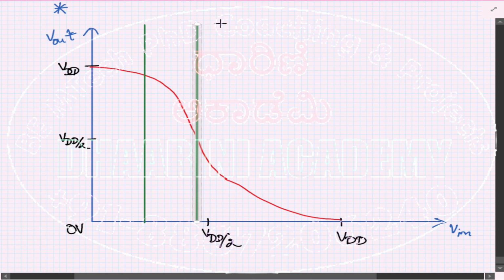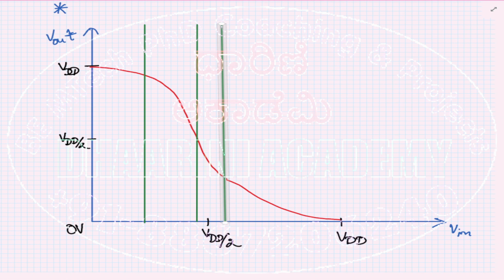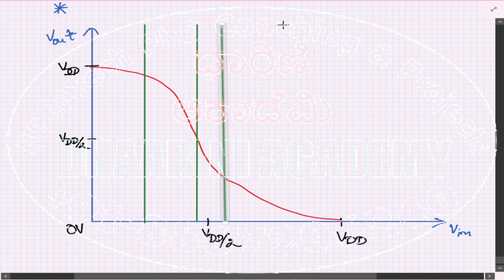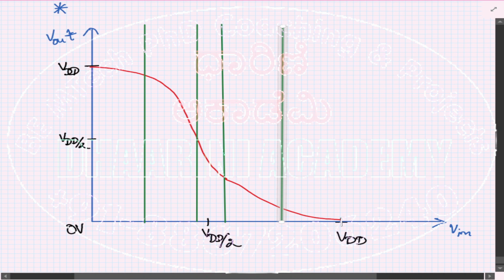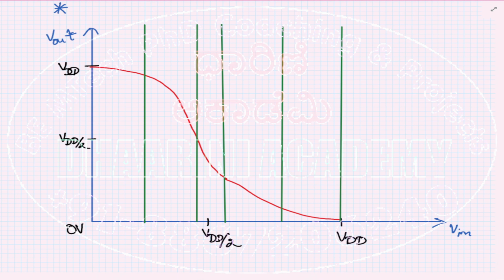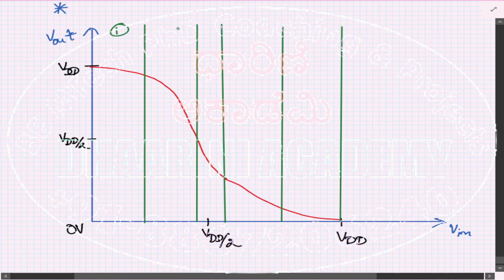Then this region surrounding VDD by 2, we'll call region number 3. Then we have region number 4 coming up, which is somewhere around this point. I'll mark the regions with the region number as well. And then at VDD, I have region number 5 defined. So let's assume I'll give numbers now. This is region number 1, this is region number 2, this is region number 3, fourth region, and fifth region.